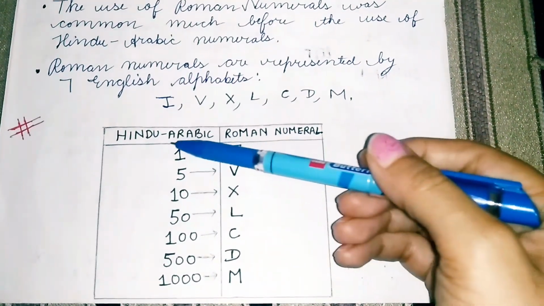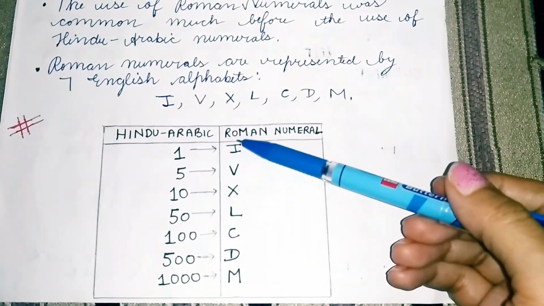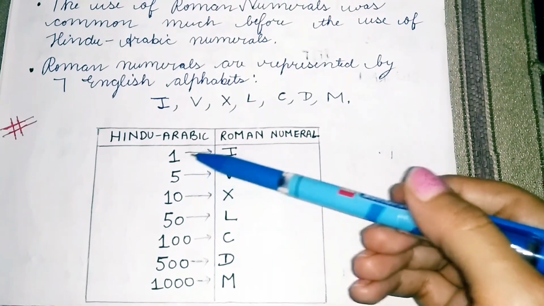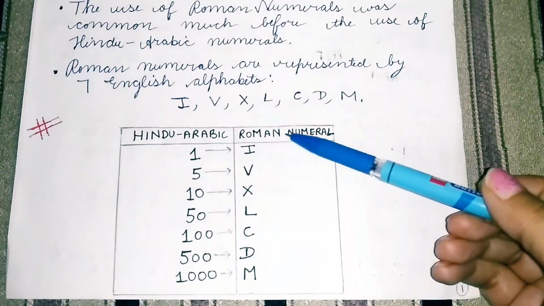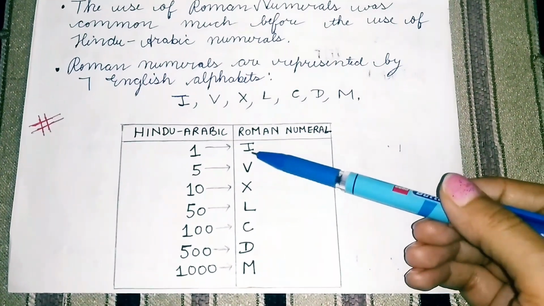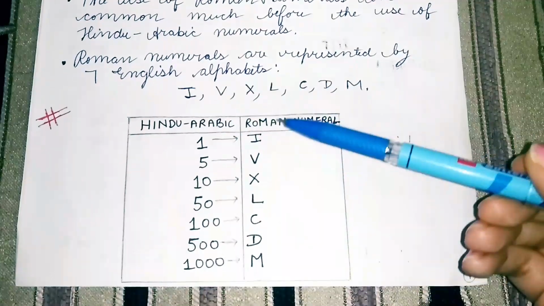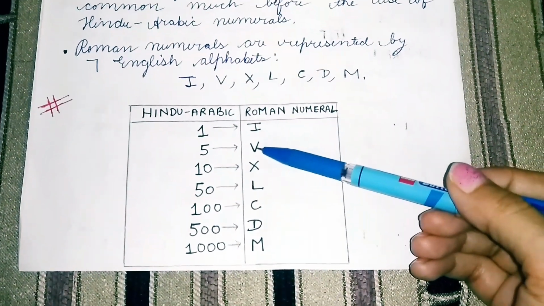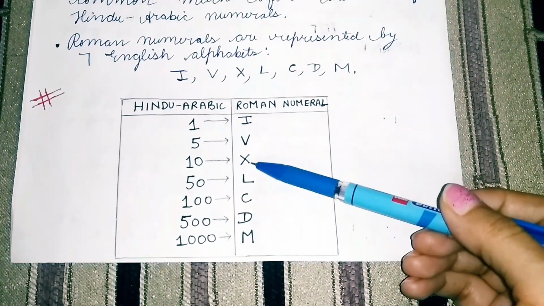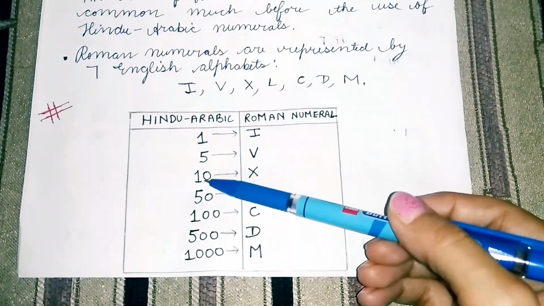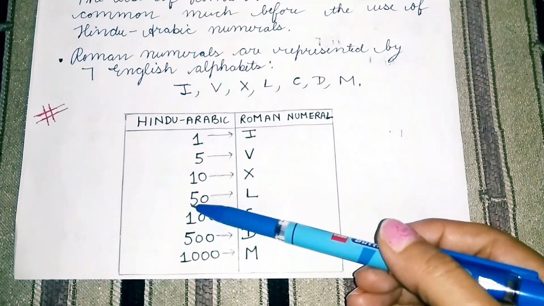Corresponding to each Hindu-Arabic numeral value, a Roman numeral symbol is allotted to each value. You can see in Roman numerals, symbol I is equivalent to 1, value 1 in Hindu-Arabic. Roman symbol V is equivalent to value 5. Roman numeral X is equivalent to value 10. Roman numeral L is equivalent to value 50.